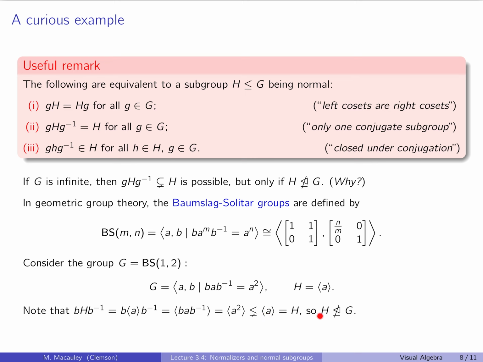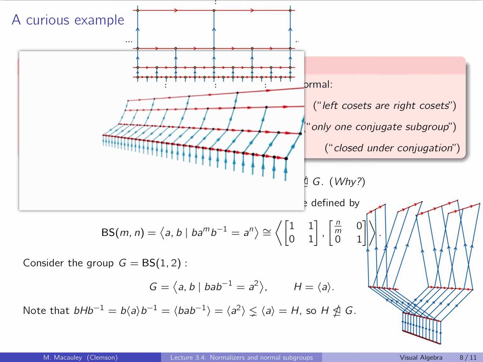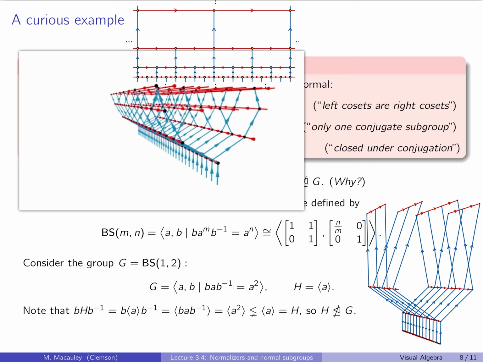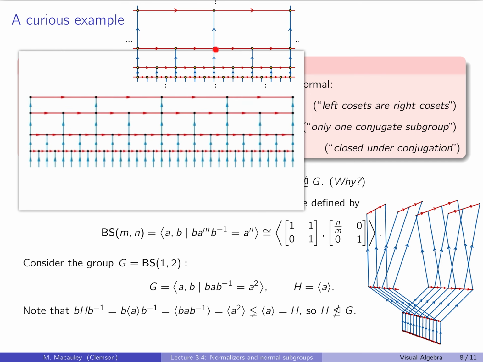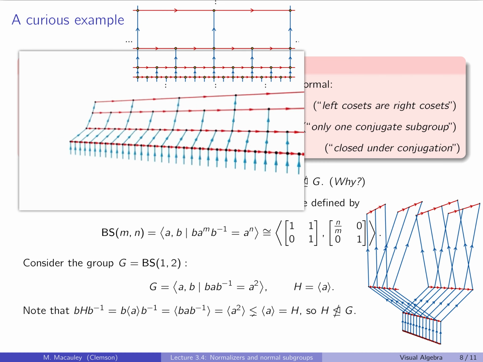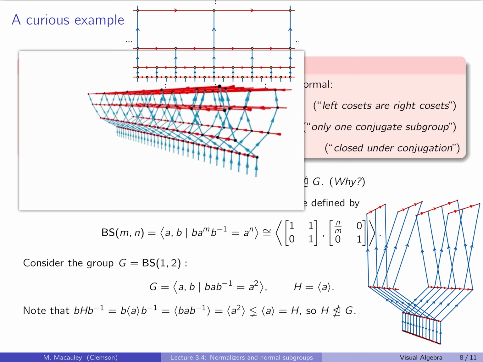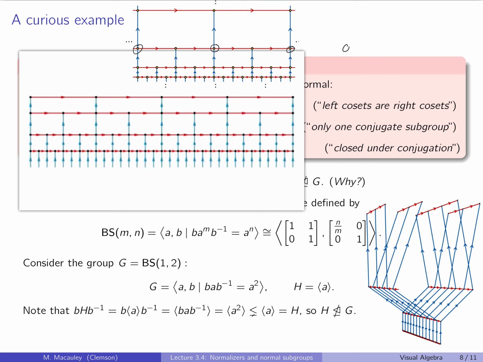So H cannot be normal in G because it satisfies this condition here. There's a conjugate of it that is a proper subgroup of itself. Here are some pictures of this group from the Wikipedia page and an animation. So here's part of a Cayley graph up here. If this is the identity, B inverse equals A squared. So the subgroup generated by B inverse, when you do that, you're getting this, and this, etc. You're skipping every odd power of A.